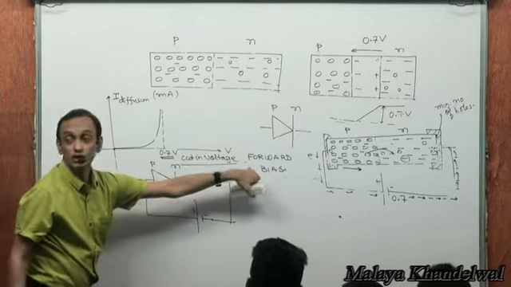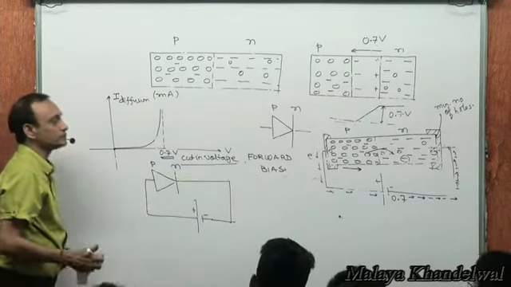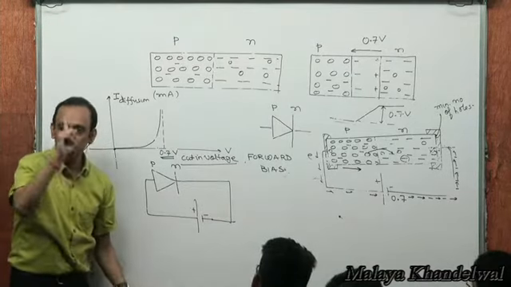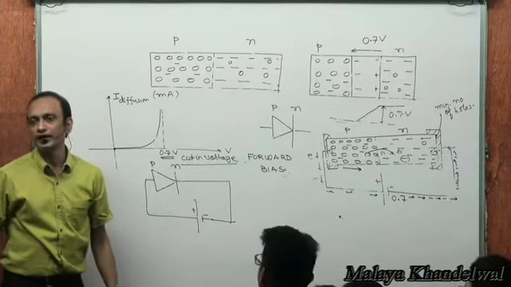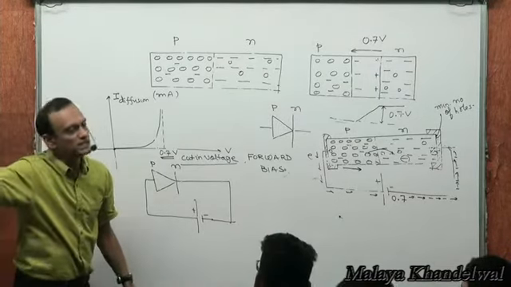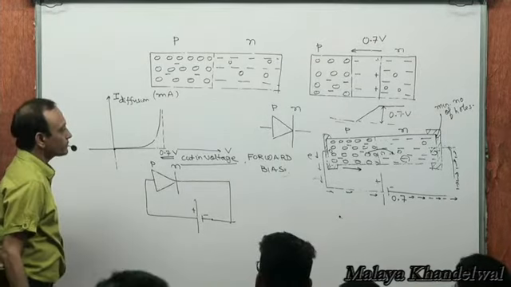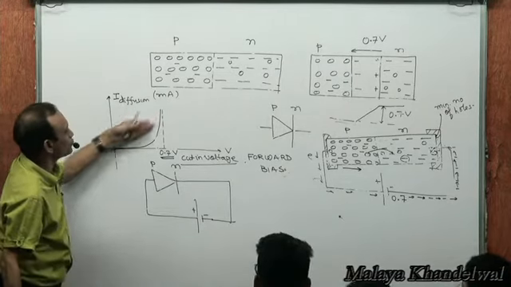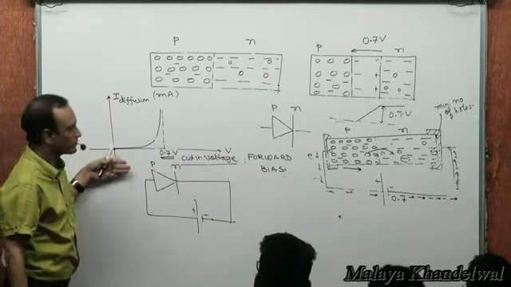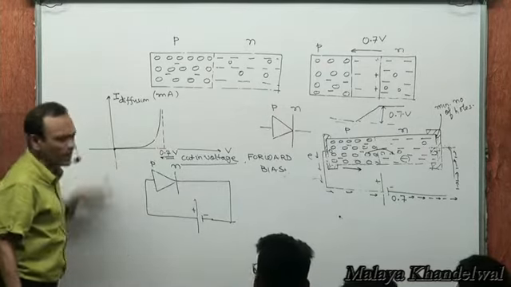And this arrangement is a forward bias arrangement. So forward bias, I repeat: P connected to the positive terminal of the battery, N connected to the negative terminal. Diffusion current takes place from P to N. Clear? Okay. And this is roughly the variation of diffusion current with applied voltage. This is my cut-in voltage. Clear?